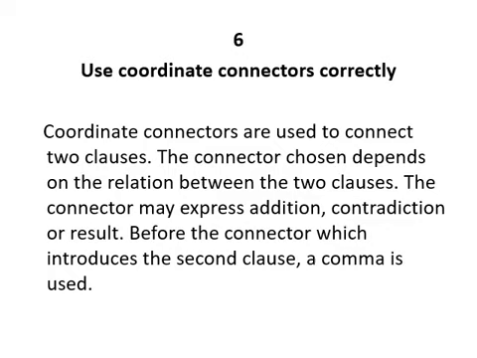Before the connector which introduces the second clause a comma is used. بصوا طبعا انتوا عارفين الكوما والفول ستوب وكده. طيب, all this is called punctuation. علامات الترقيم. Punctuation in English is very important because sometimes it can change the meaning of sentences or the meaning of a whole passage.